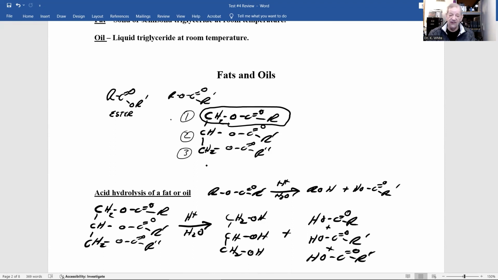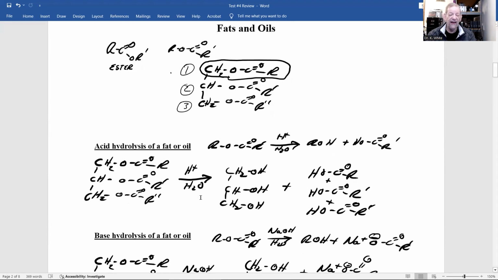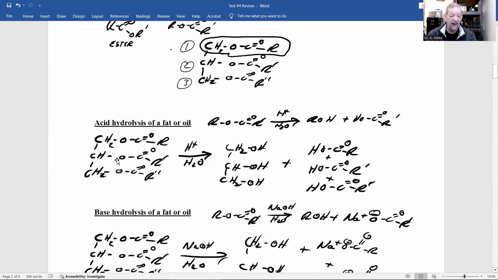As I promised at the end of the chapter on amines and amides, no new really chemical reactions, sort of. Well, you already know what happens when you react an ester with acid and water. You break it down, acid hydrolysis of an ester, you get back the alcohol and the carboxylic acid you would have used to make that ester. Well, if you have a fat or oil, you have this triester, also known as a triglyceride, acid and water.